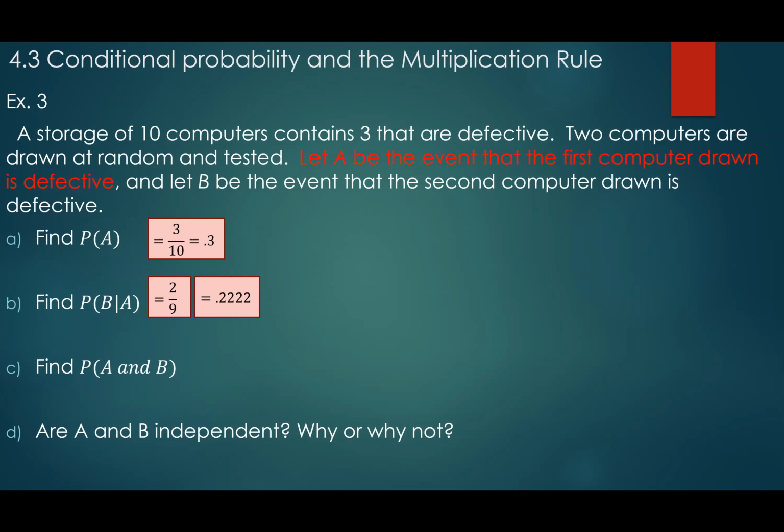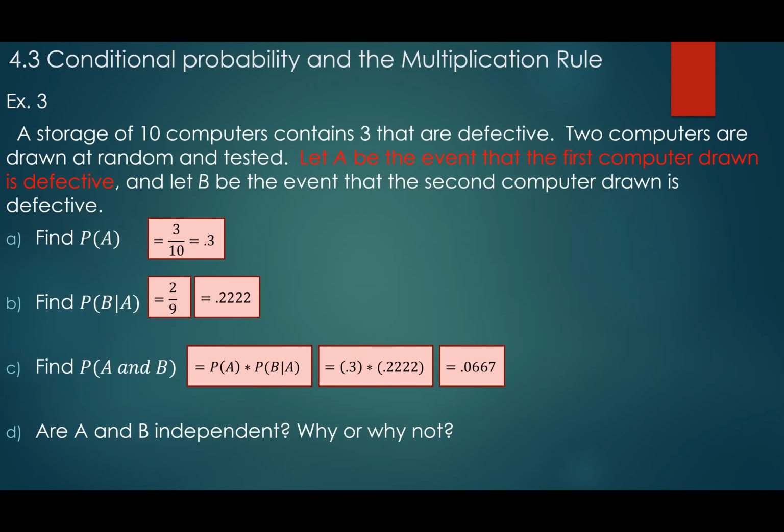Now part C, they ask what is the probability of event A and then event B happening. We know that because they are dependent, or basically because they ask us to do it multiple times, to find the probability of A and B, all I need to do is multiply the probability of A by the probability of B given A is already taken out. In this case, I have 0.3 times 0.2222, which gives me 0.0667.